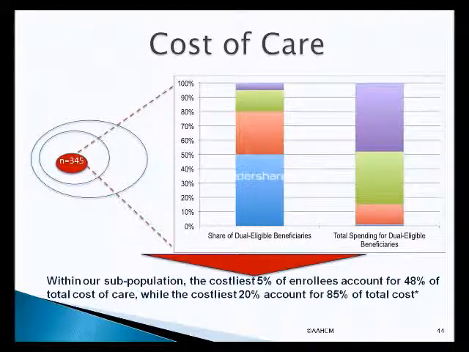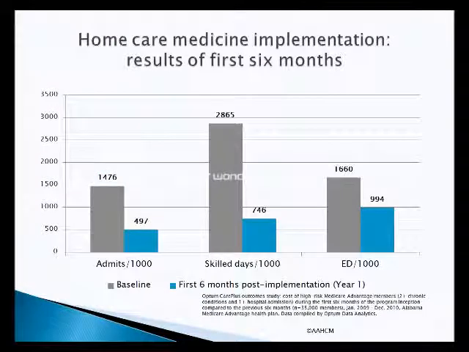An example from a duals population that was presented at the 2014 annual meeting from the University of Arizona, a health plan established with the University of Arizona, shows that the costliest 5% explain, again, nearly half of cost, and that 20% of that duals population explains 85% of cost.